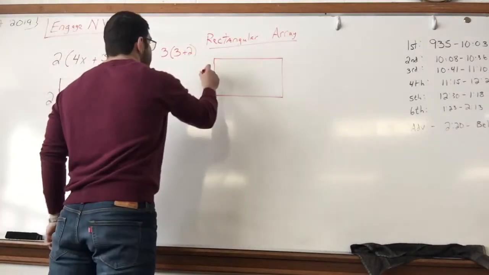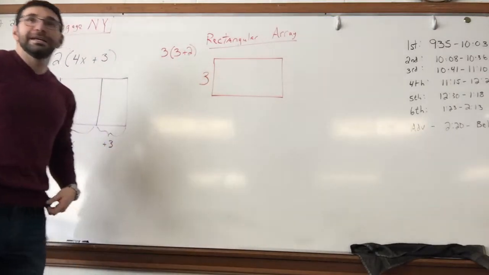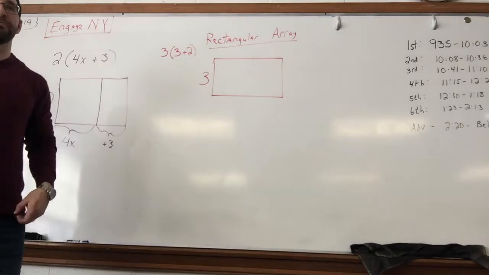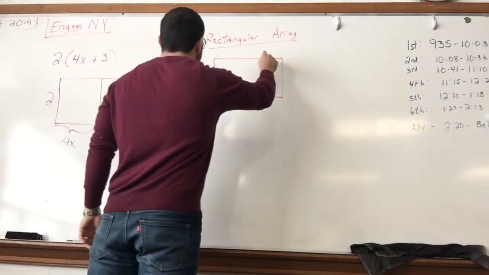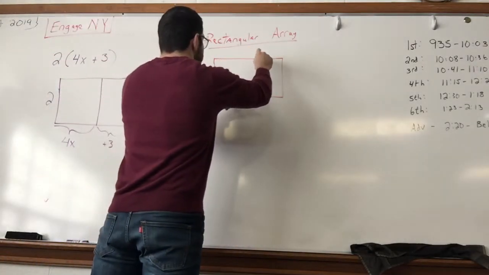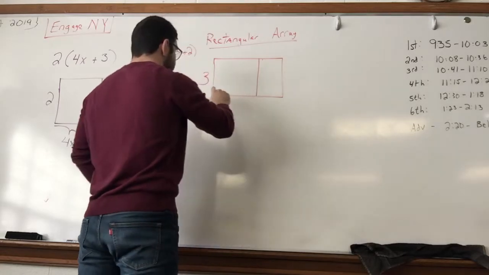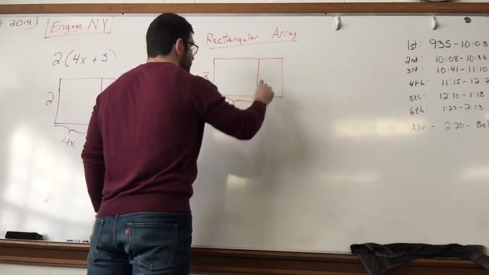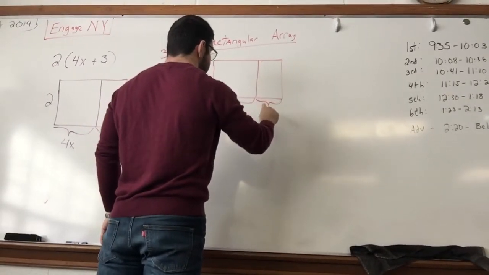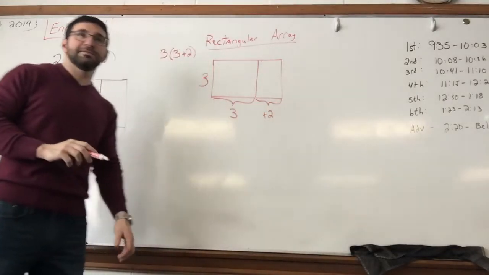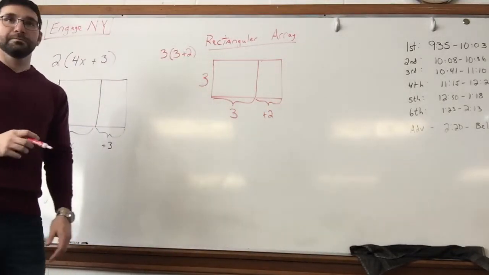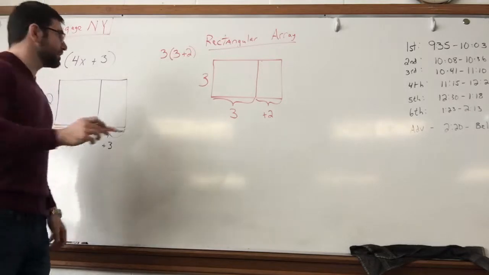So the number that I'm distributing is now the width of my rectangle. My length, because 3 is bigger than 2, this portion is going to be bigger. This portion, I still want to keep the sign with it. It's a positive 2. Okay, still with me? Relatively easy.